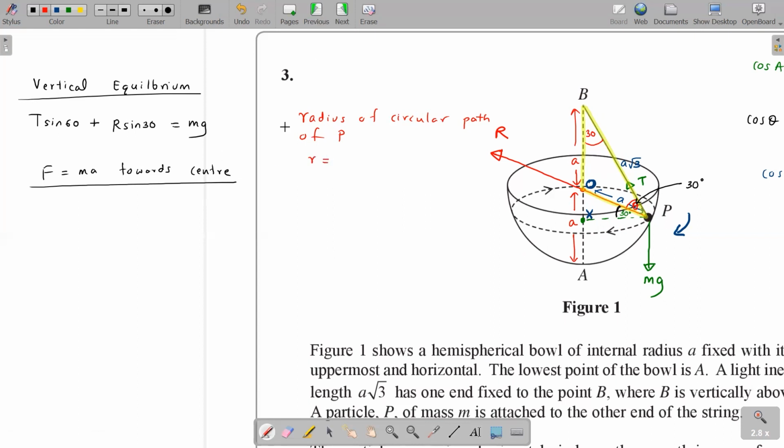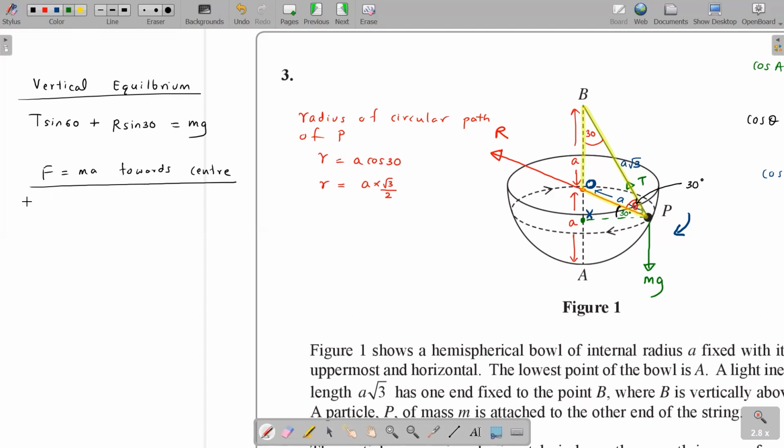R is equal to A cos 30. So what is cos 30? Cos 30 is root 3 over 2, right? So the radius is A root 3 over 2. Okay, so this is the radius of the circular path of our particle. Now let's apply F equals ma towards the center.